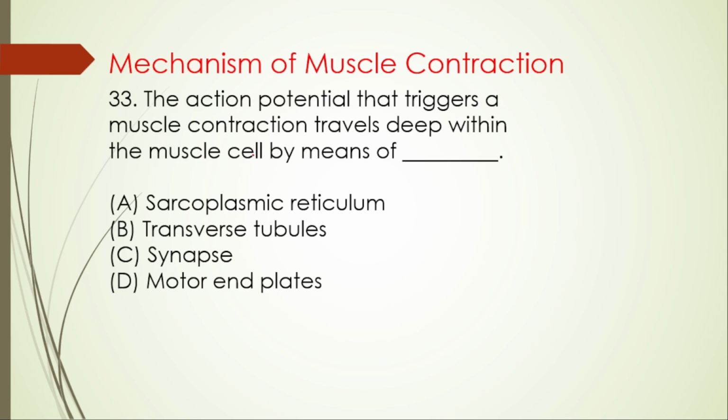The action potential that triggers a muscle contraction travels deep within the muscle by means of A. Sarcoplasmic reticulum, B. Transverse tubules, C. Synapses, and then D. Motor end plates. So here the right option is option B, transverse tubules, that is T tubules.